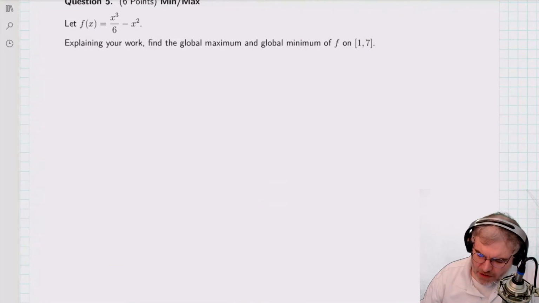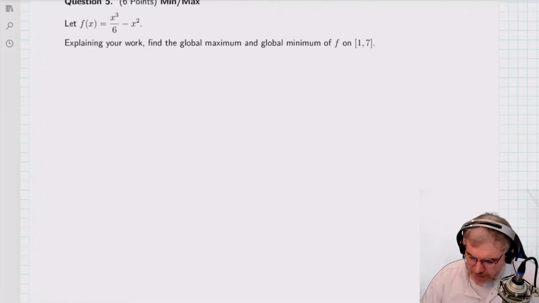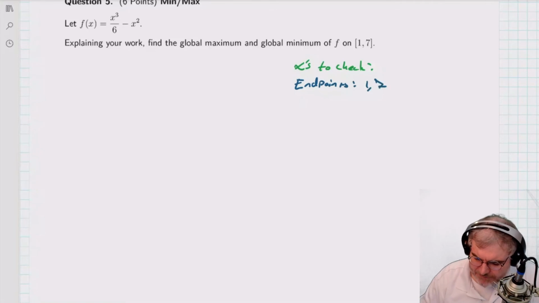All right, find the global max and global minimum of f on [1, 7]. Okay, so what I'm going to do is make a list of interesting things, right? So I've got these x's to check, or my critical values. All right, and now I've got the endpoints, 1 and 7. Now I need my critical numbers, right?